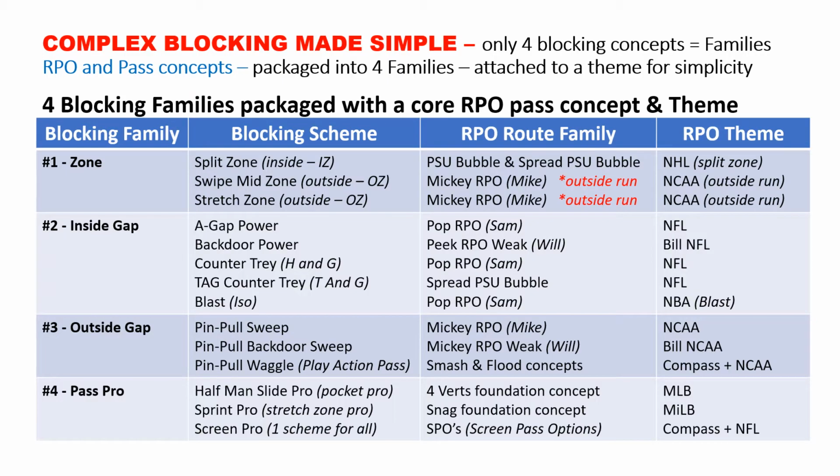All right, one way we want to keep things simple is we're going to separate the blocking schemes into 4 concepts or families here. So here's a look at it. On the left, you'll see the blocking families. Like I said, zone, inside gap, outside gap, and pass pro. Then to the right of that are the different schemes, and then the RPO routes with that, and then last, the RPO themes.